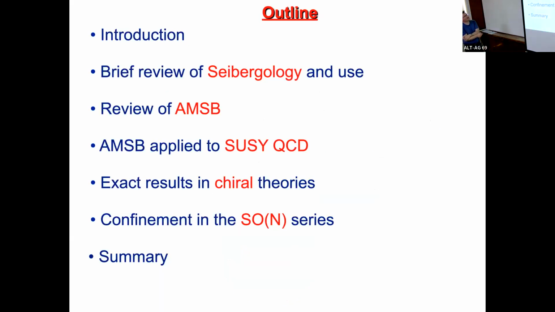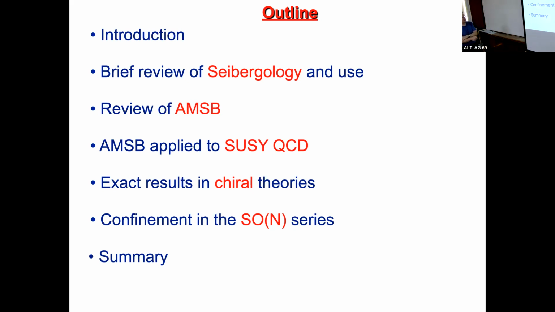So I will give you first, for those who didn't grow up in the 1990s, a brief review of Seibergology and how to use it, and then a brief review of anomaly mediation. Then I will apply this method of perturbing Seibergology with AMSB to SUSY QCD. So this will be the main part of the talk, and try to see what kind of phases we are going to get when we take the exact results known from supersymmetry, and then add a little bit of supersymmetry breaking and see how that actually changes the phase structure.